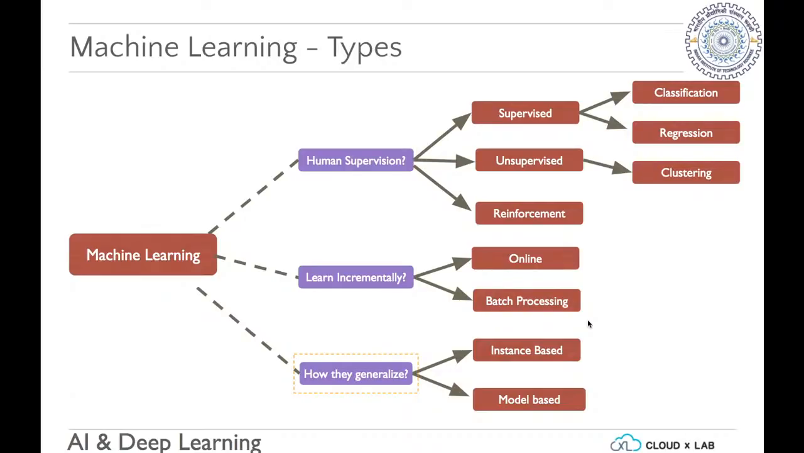There are two kinds of machine learning based on how well they generalize. As in, I am good at coding in Python today. Can I code in, say, a new language called Julia, or a new language called Go? Am I able to generalize my skill set? That is called generalization.